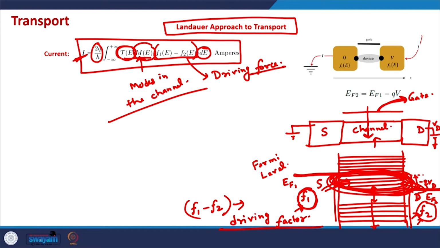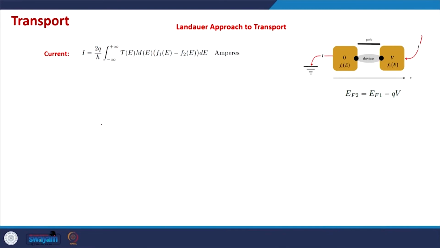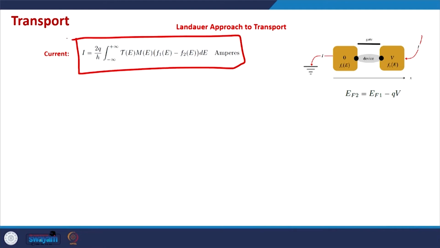And this parameter TE accounts for the scattering in the channel. So ultimately, if we need to find out the IV characteristics of a MOSFET or a nano device or a ballistic MOSFET, this is the equation to start with. This is the equation where we need to start with in nano devices, and for that we need to know the parameter ME, we need to know the parameter TE, and we obviously need to know the difference in the Fermi functions in the device.